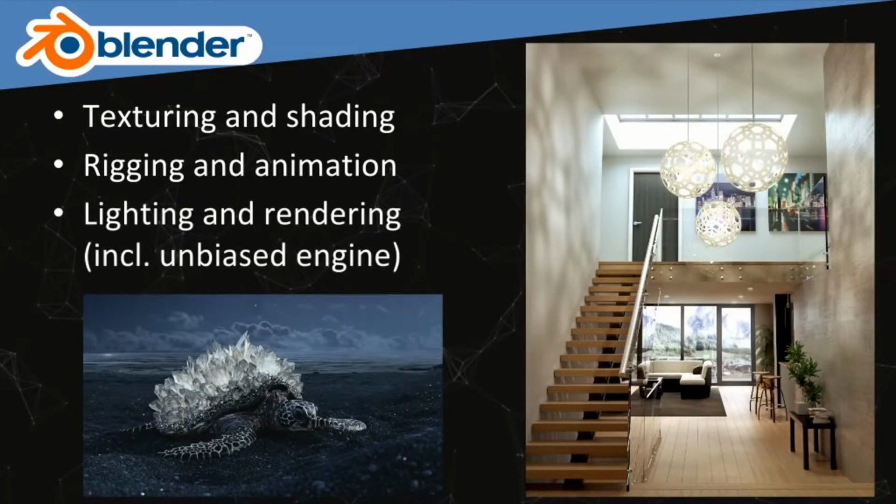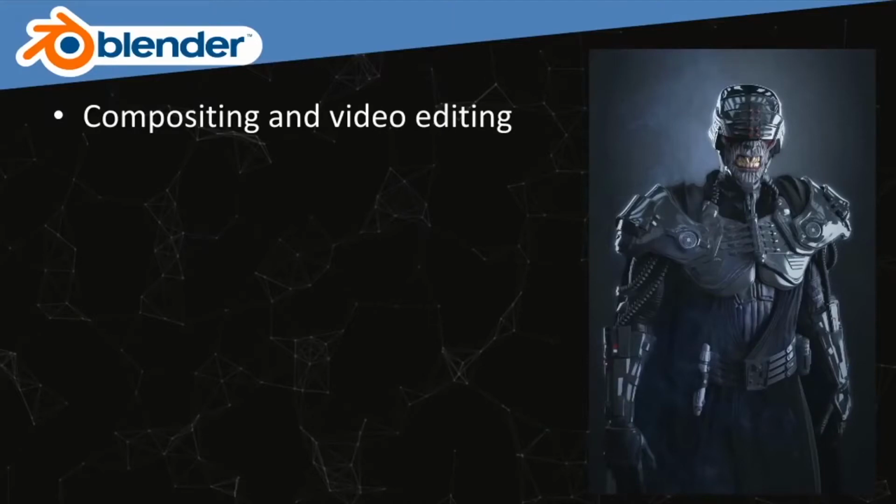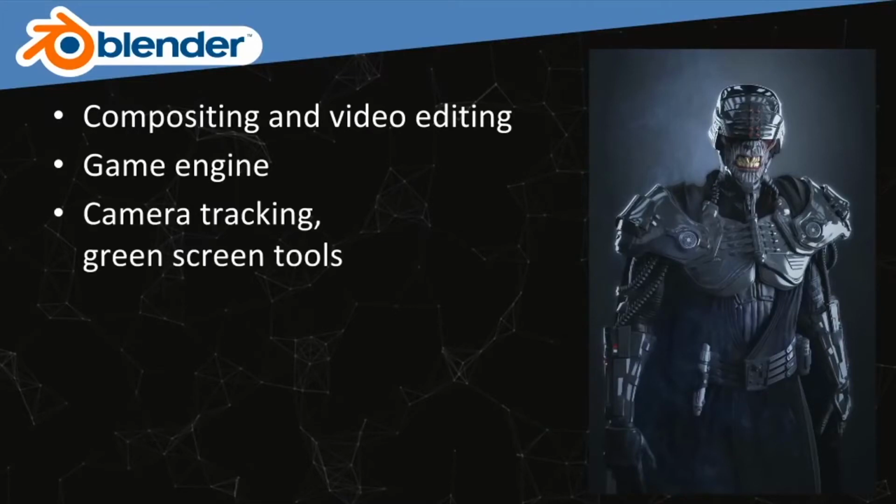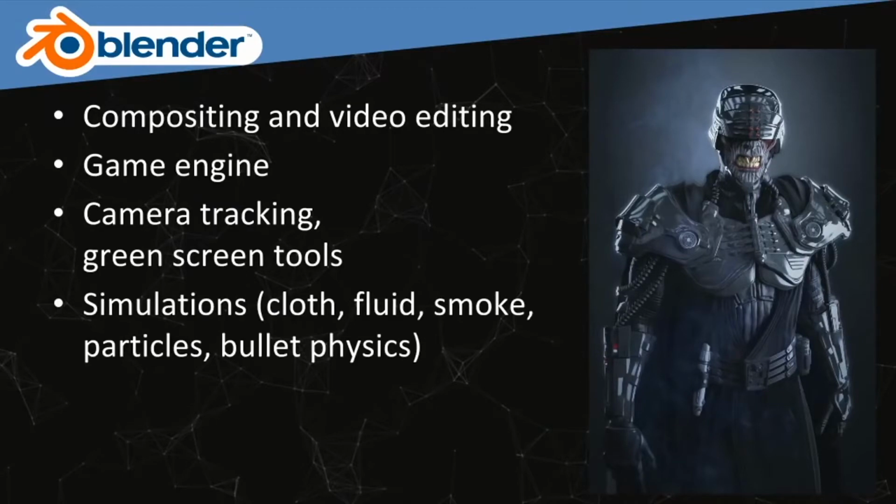It actually has two rendering engines. One is called the Scanline engine. It's a simple one for stylized graphics, and the other is a photorealistic path tracer called Cycles, a newer one. There are also compositing and video editing tools, a full-featured game engine with logics and scriptability, camera tracking and green screen VFX tools, simulations like cloth, fluids, smoke, particles, and bolt physics. And the difference between Blender and most other animation packages in 3D is that it's free and open source.